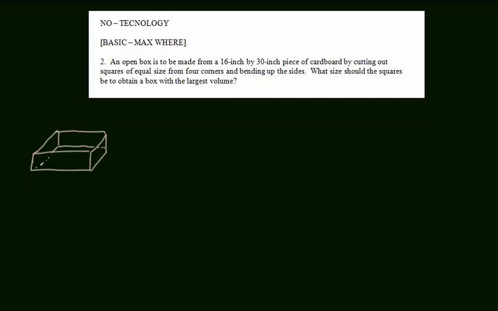Example number 2, a box, an open box, no lid. An open box is made from a 16-inch by 30-inch piece of cardboard by cutting out squares of equal size from the corners and bending up the sides. What side should the squares be to obtain a box of largest volume?